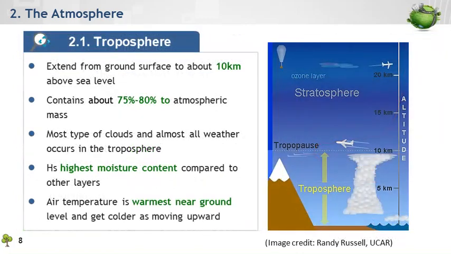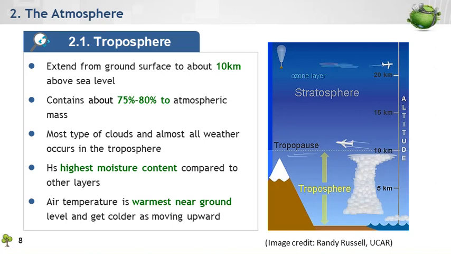Okay, now let's start with the troposphere. The troposphere is the lowest layer of the Earth's atmosphere. It lies from the ground surface up to about 10 km on average. However, this upper boundary can vary significantly according to latitude and season. In general, it is lowest at the polar region and highest along the equator. Also seasonally, it is lower in winter and much higher during the summer period.